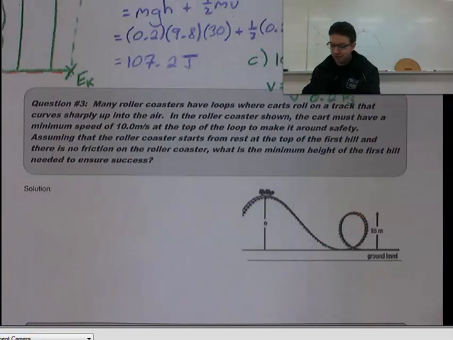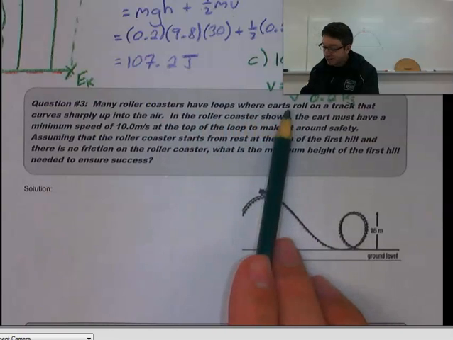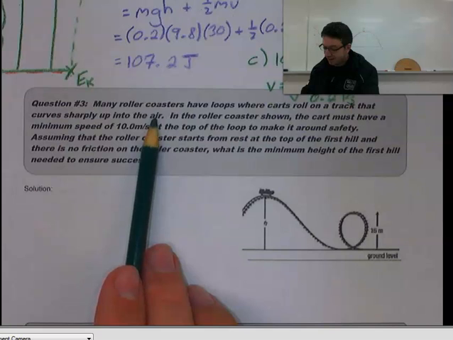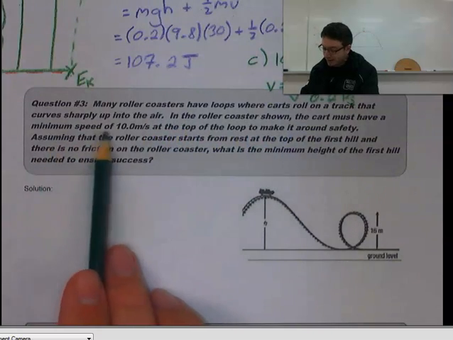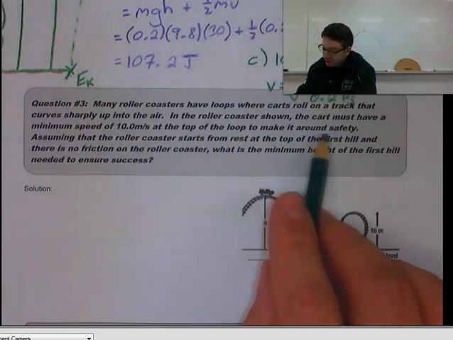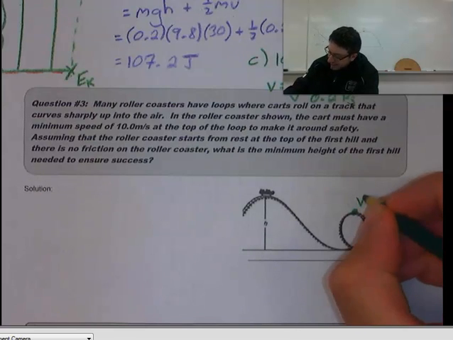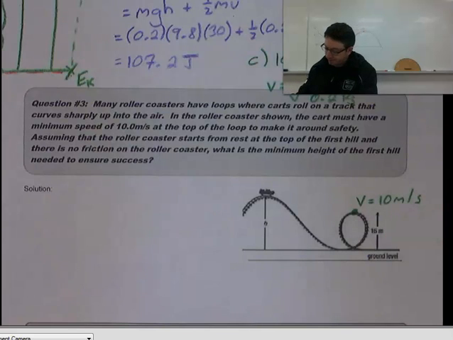All right, question 3. Many roller coasters have loops where carts roll on a track that curves sharply up into the air. In the roller coaster shown, the cart must have a minimum speed of 10 meters per second at the top of the loop to make it around safely. So right here, we need at least a speed of 10 meters per second in order to make it around safely.